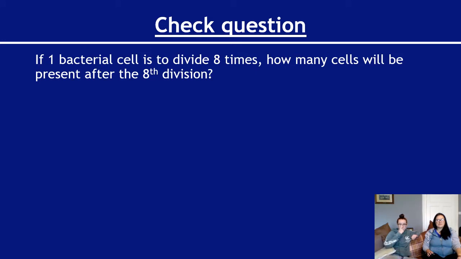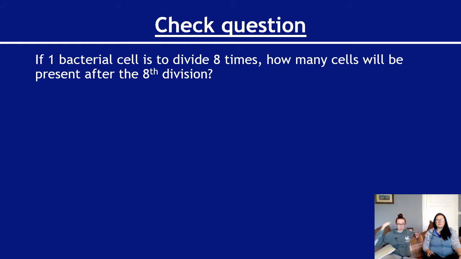So this is a kind of question that comes up once in a blue moon. It's not too common, but the idea of it comes into a lot of questions, just knowing how these work. It's a really nice, easy numeracy mark that you can get. If you get one of these questions, you should be really happy. So if you've got one bacterial cell and it divides 8 times, how many cells will be present after the 8th division? It's just the idea that you are going to be multiplying it by 2 each time.